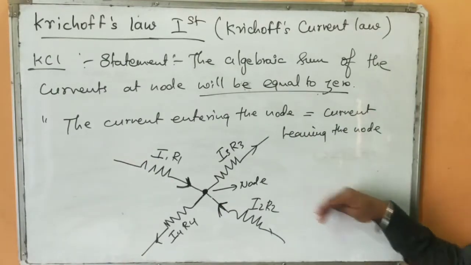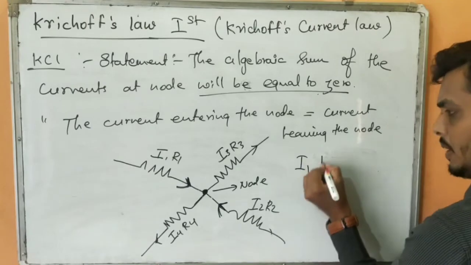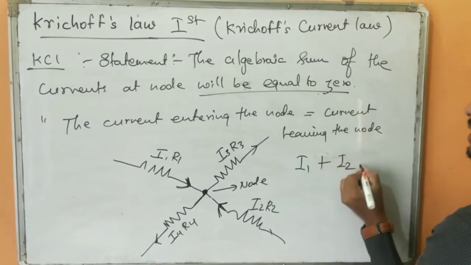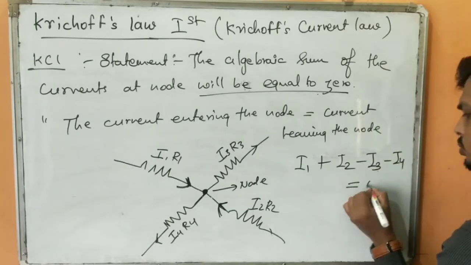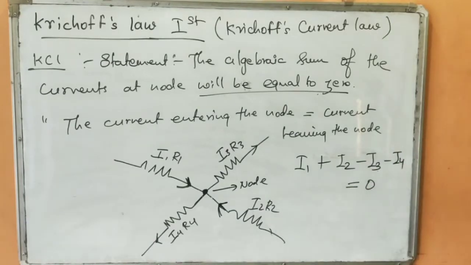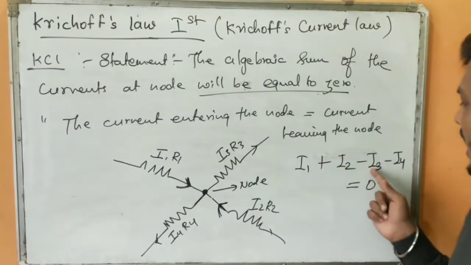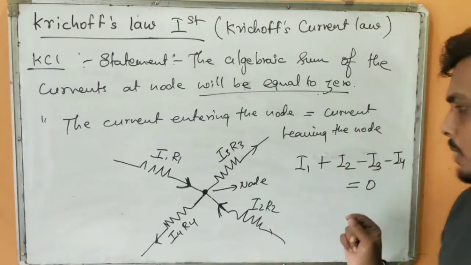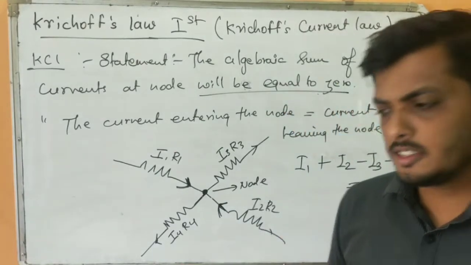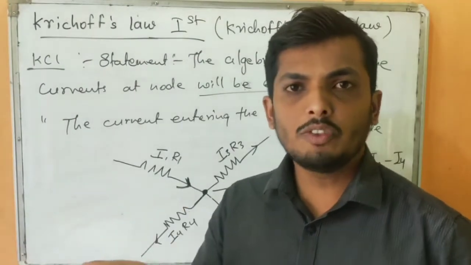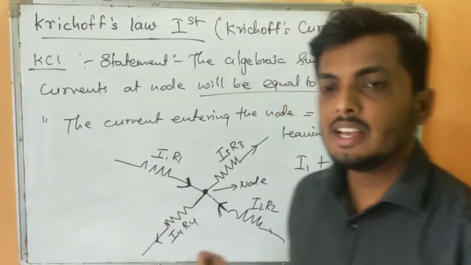So what am I going to get here is, we have to apply the sign conventions: I1 plus I2 minus I3 minus I4 will be equal to zero. Look here, I1 and I2 are entering the node, I3 and I4 are leaving the node, so I am taking them as negative. If any conductor is carrying current in the direction of the node, take it positive. If any conductor is leaving the node, take it as negative.